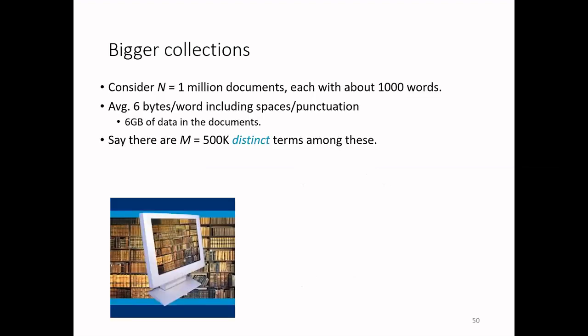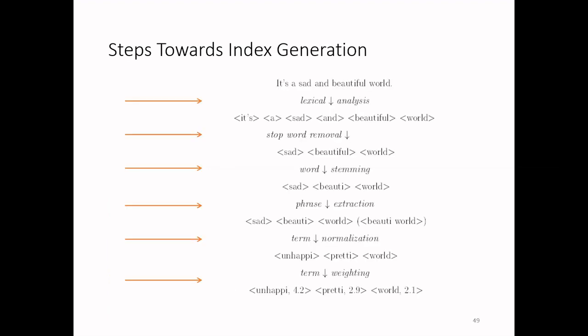All right. Yes, please. I don't understand why in the normalization we have unhappy and pretty written with an I, not with a Y. Yes, can you repeat your question, please? Okay. My question is in the normalization, why are unhappy and pretty written with an I, not like unhappy with a Y.